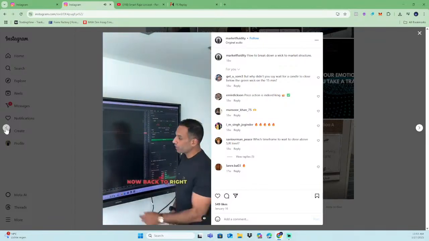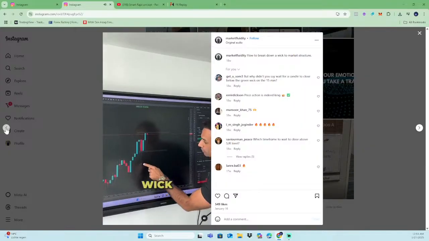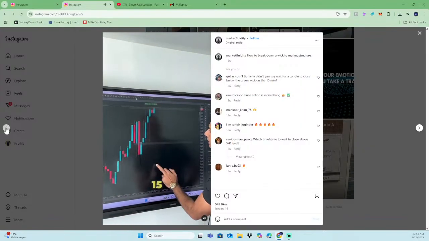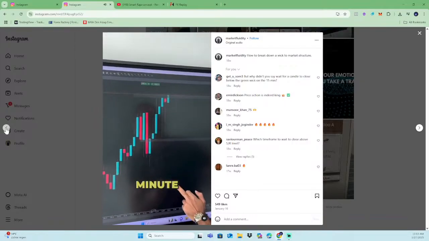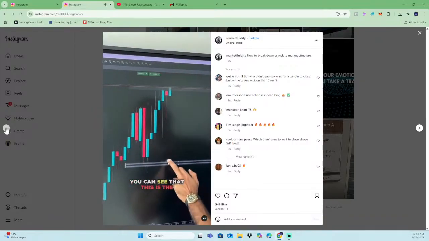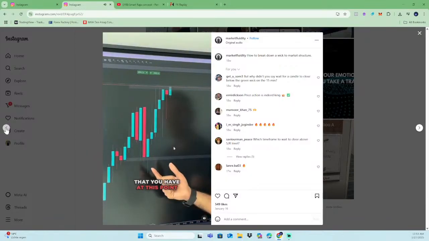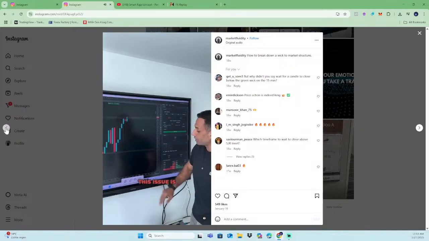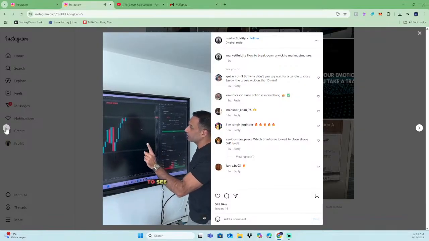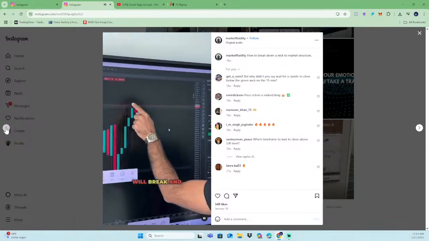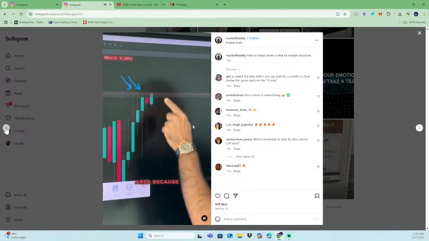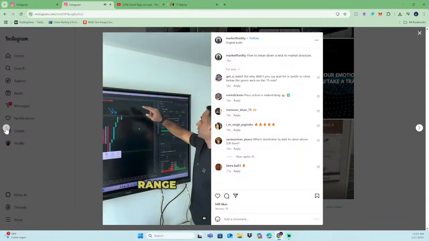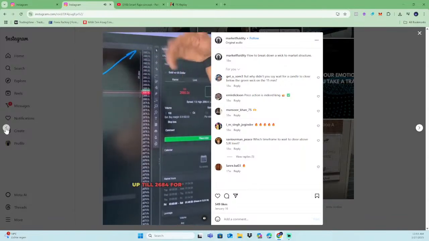Now, back to right over here. You have a wick, right? Now on the smaller time frame, this is going to be market structure. Let me switch to the 15-minute. Now on the 15-minute, you can see that this is the support that you have at this point right here. The best way to tackle this issue is to wait and see whether a candle will break and close above this area, because if we can break and close above this area, I think you have a very good range up till 26.84 for price to move up.